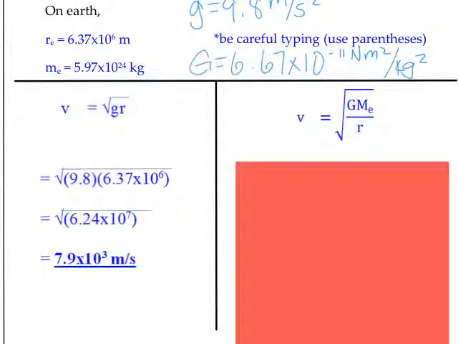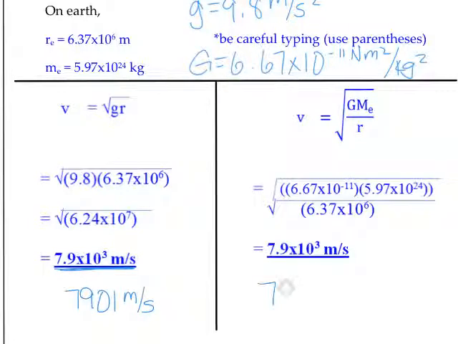Using this first formula, you should have gotten a value of 7901 meters per second, and I just put that in scientific notation. And for the other version, you got 7906 meters per second. Again, I put it in scientific notation to show you that either formula would give you the same answer. So on your test, I would give you enough information for either of these two formulas, and you would have to be able to solve for the orbital velocity.